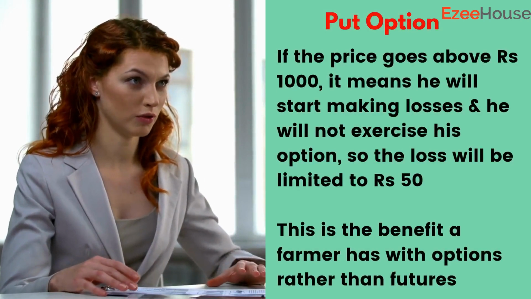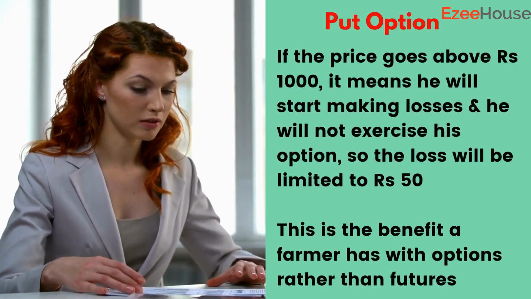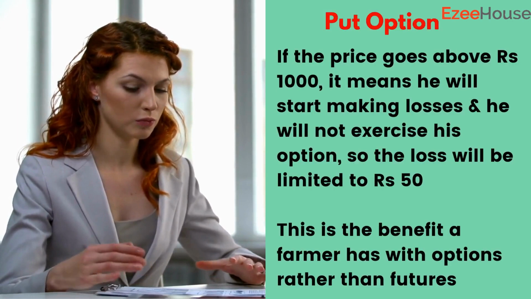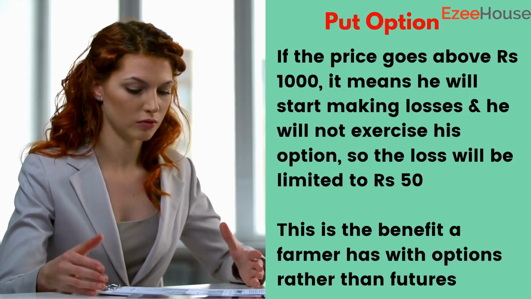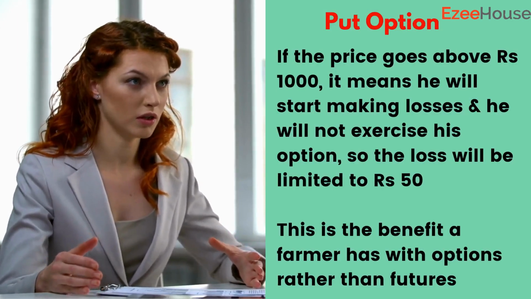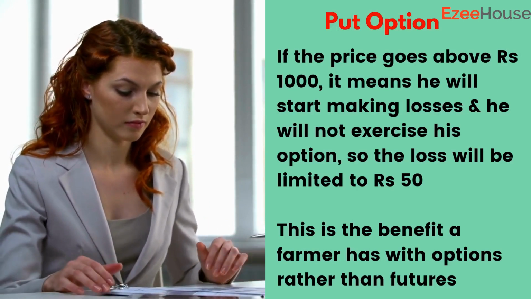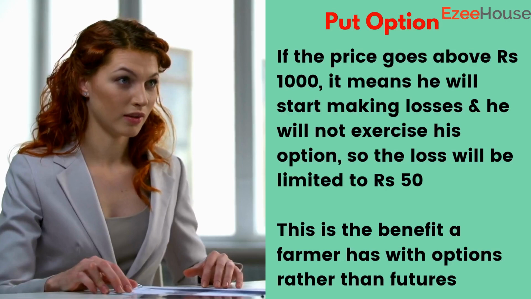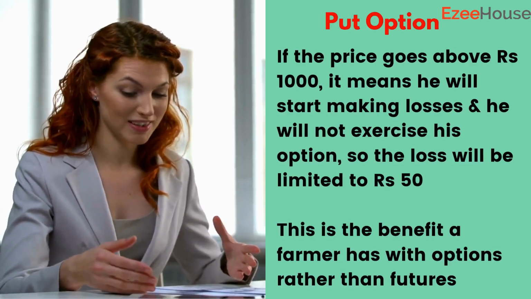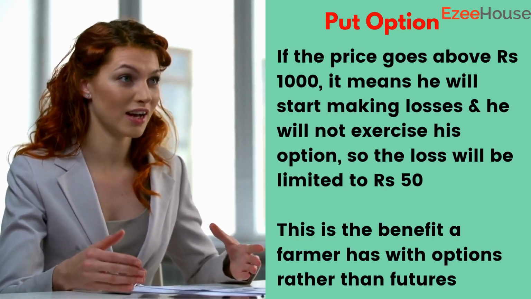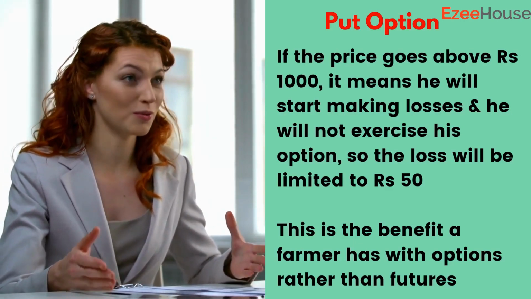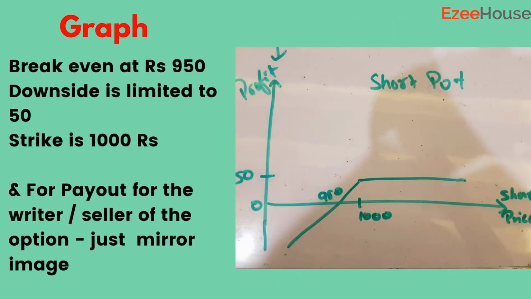Now if the price goes above 1000 rupees, it means that he'll start making losses, and in this case he will not exercise the option, so his loss will be limited to 50 rupees. This is the benefit a farmer has if he looks at options rather than futures, because in futures he doesn't have the option of moving out from the obligation. So on the graph it looks like this.